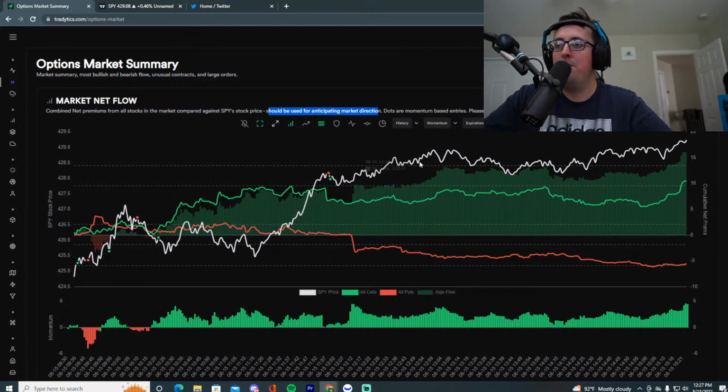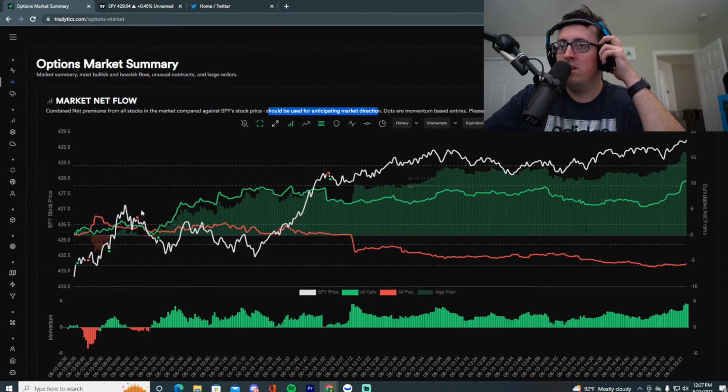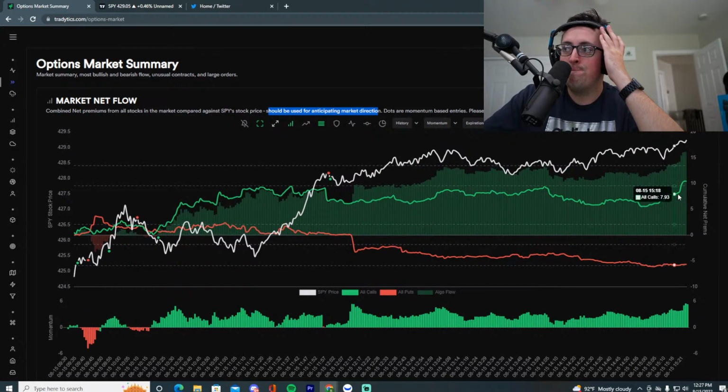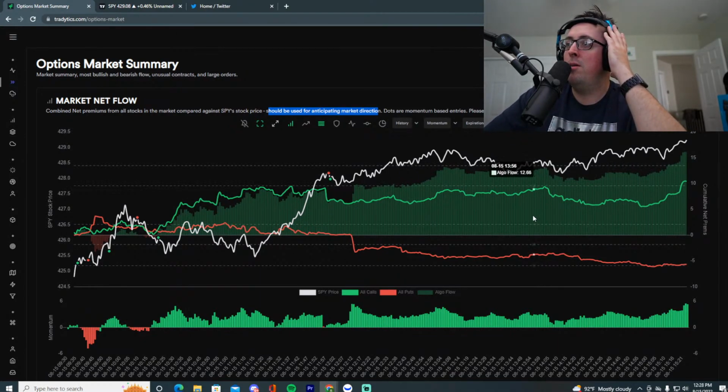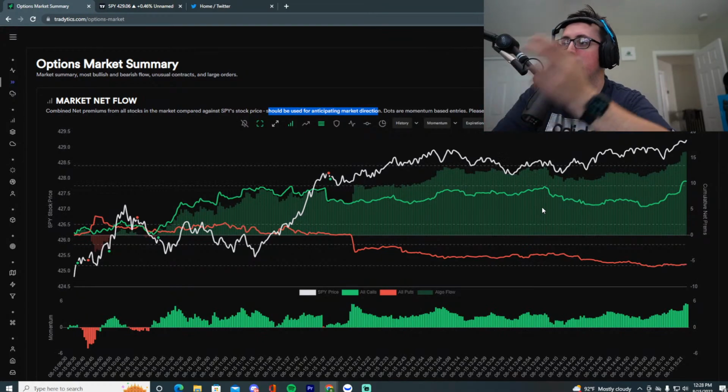Yeah, the white line is SPY. It doesn't have a key for you, but on the left here, it says SPY stock price, and that's this white line here, and it has the price, see, 425, 425.50, 426. And then the premiums here, it says cumulative net premiums. So that's just how much money is flowing to the market for calls and puts.